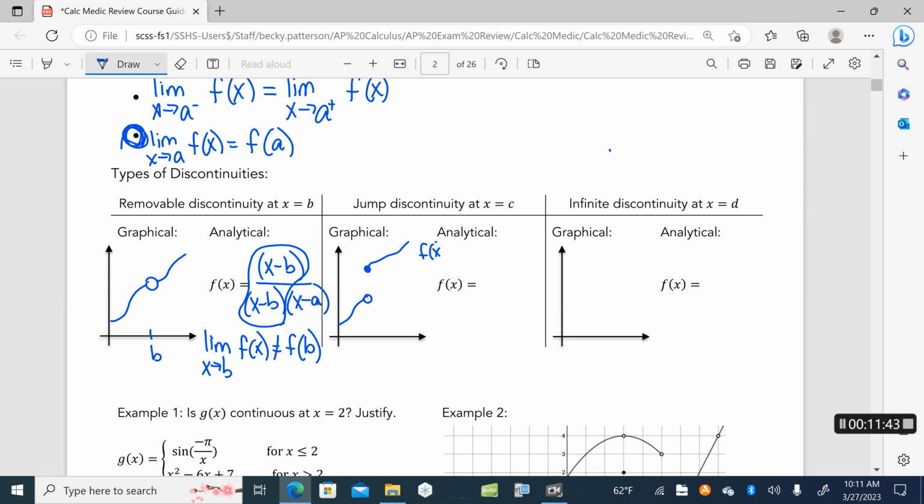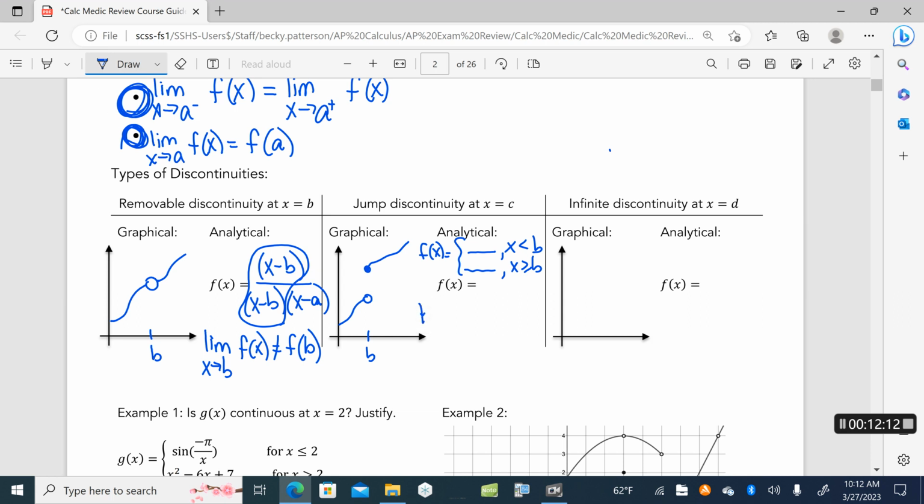So this would be a piecewise function. So we would have f of x equal to some sort of function for x less than b, if we say this happens at b, and then another type of function for x greater than or equal to b. And they don't match up. So this violates the first part of our definition of continuity.